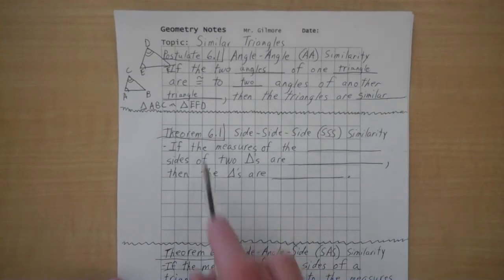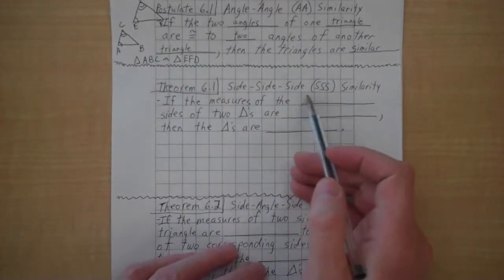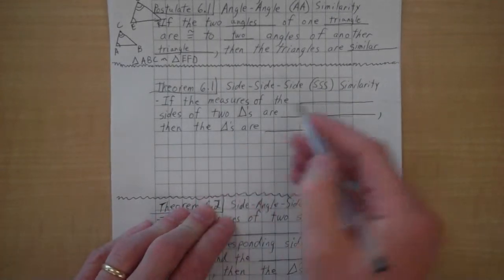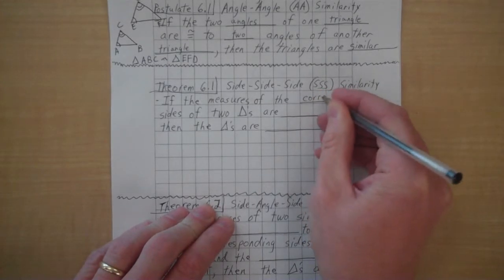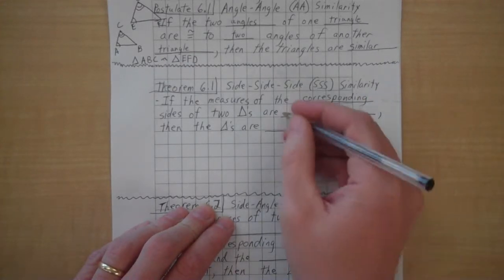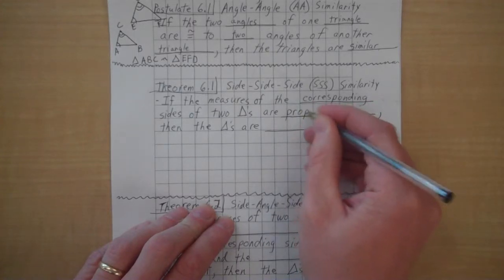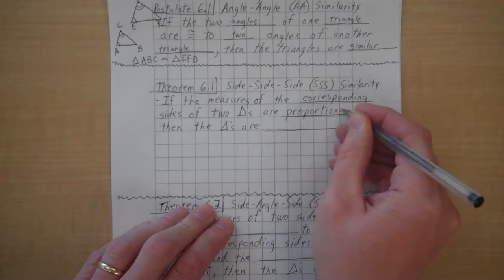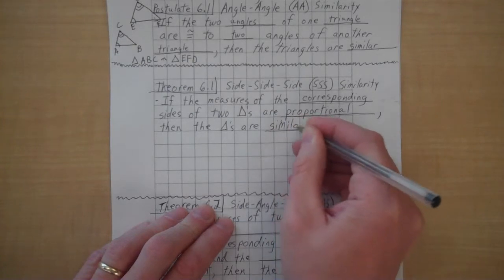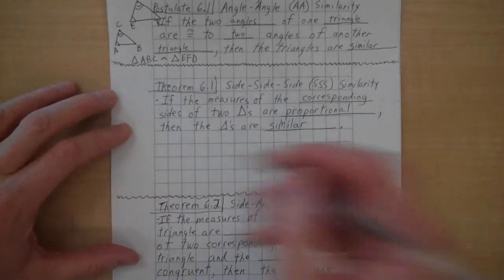Now, theorem 6.1 is the next one. It is side-side-side similarity. And it states if the measures of the corresponding sides of two triangles are proportional, then the triangles are similar. We don't even need to know what the angles are if we just know the sides.